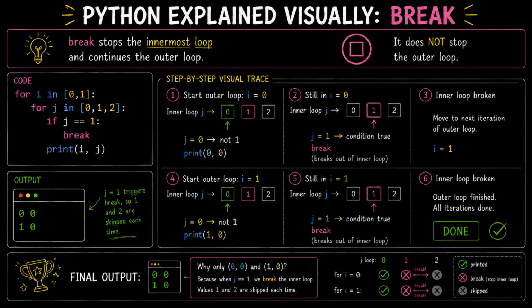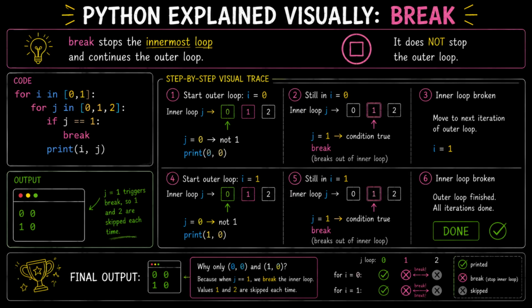Another example is this one we have on screen: for i in a list containing 0 and 1, and we have another for loop embedded within it, for j in 0, 1, 2. If j is equal to 1, break, then outside we're going to print i and j. So when we break, the only loop that is getting broken is the loop for j in 0, 1, 2. So the output is going to give us 0, then 0, because it breaks at 1.